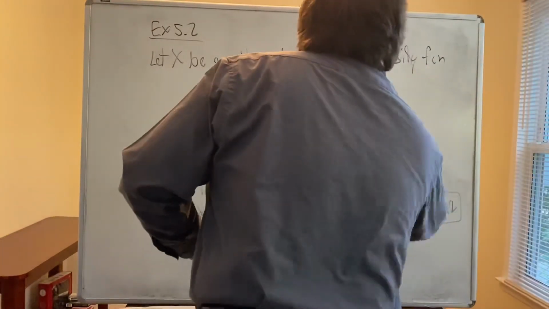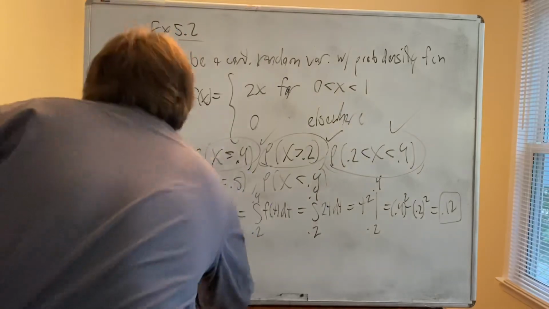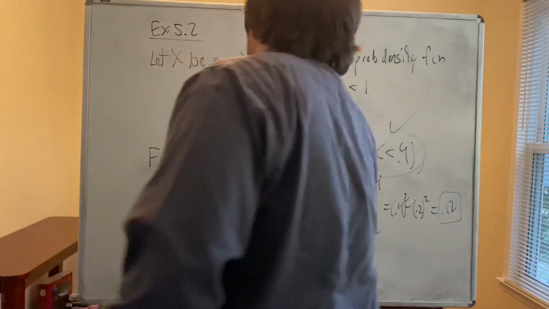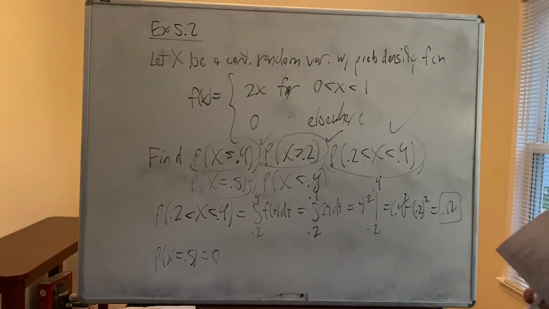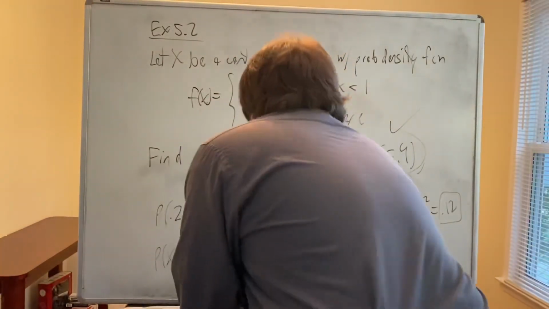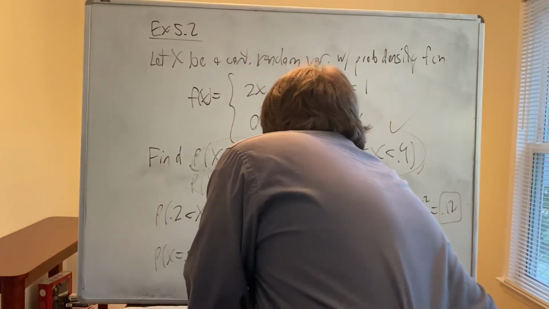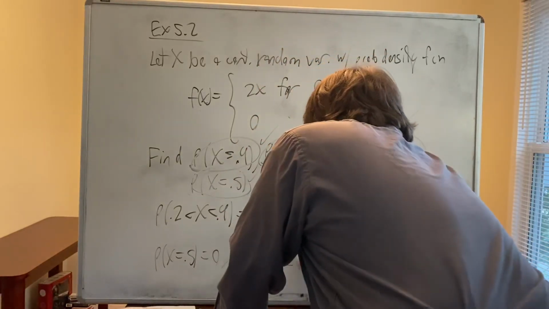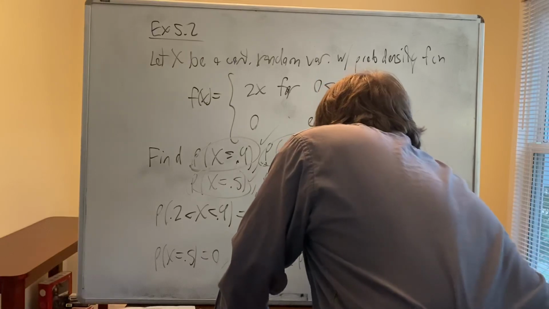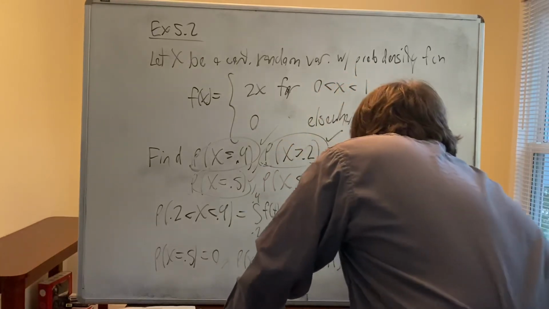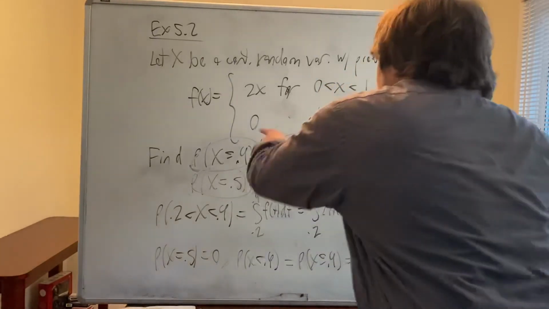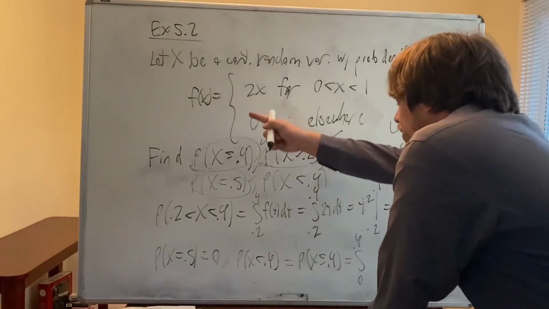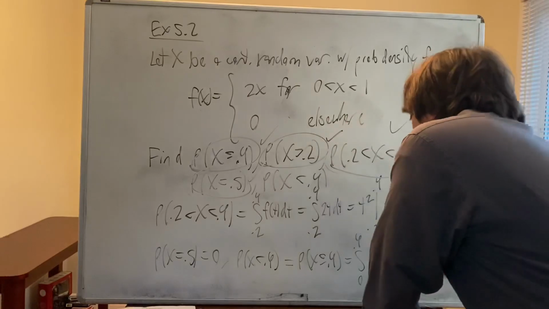So that's 0.12. The probability that x equals 0.5 is 0. Right? The probability of x equaling any particular value when x is a continuous random variable is 0. And the probability that x is less than 0.4 is equal to the probability that x is less than or equal to 0.4. That's equal to the integral from 0 to 0.4, because the probability density function f is 0 when x is less than or equal to 0.